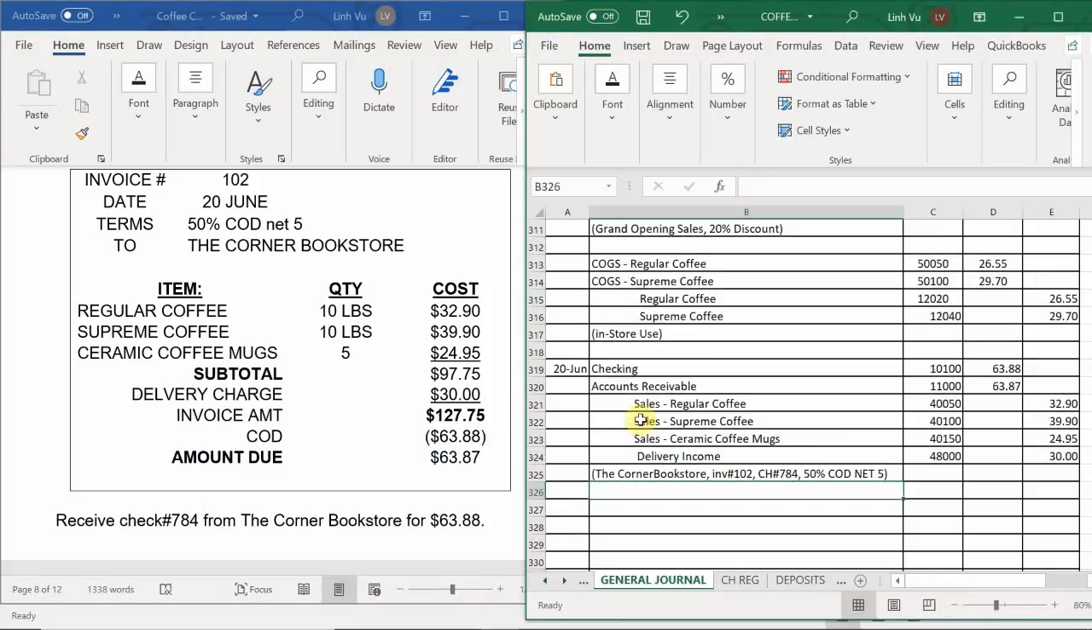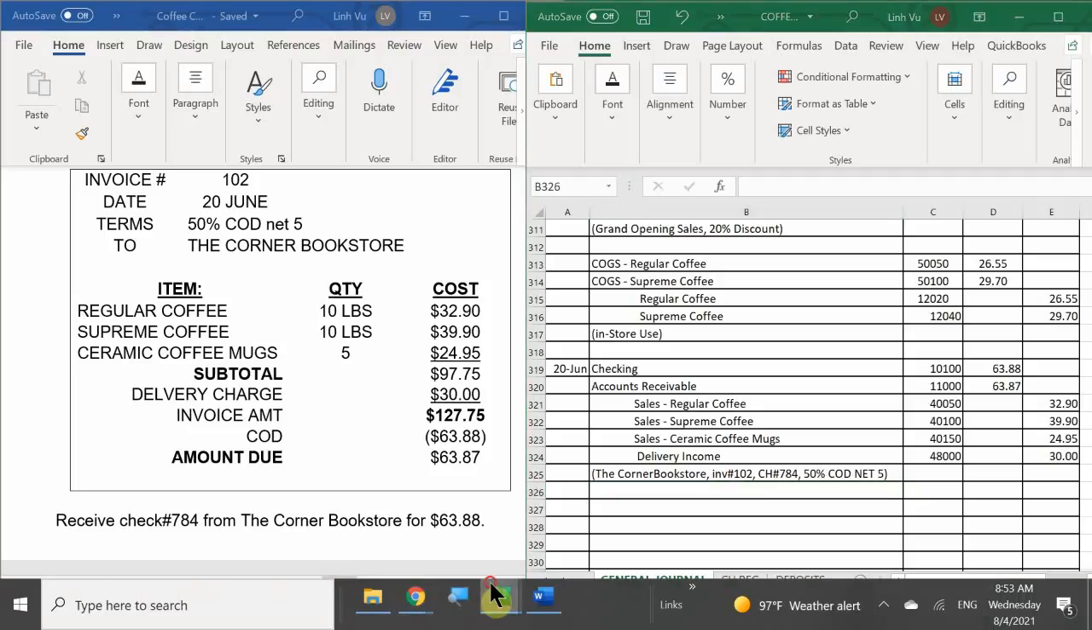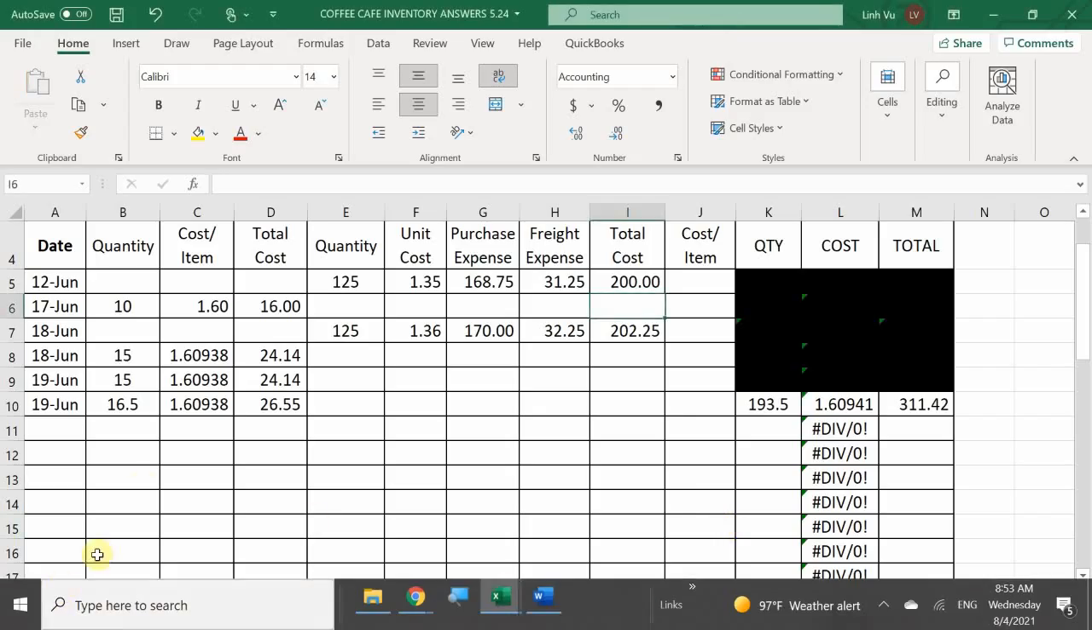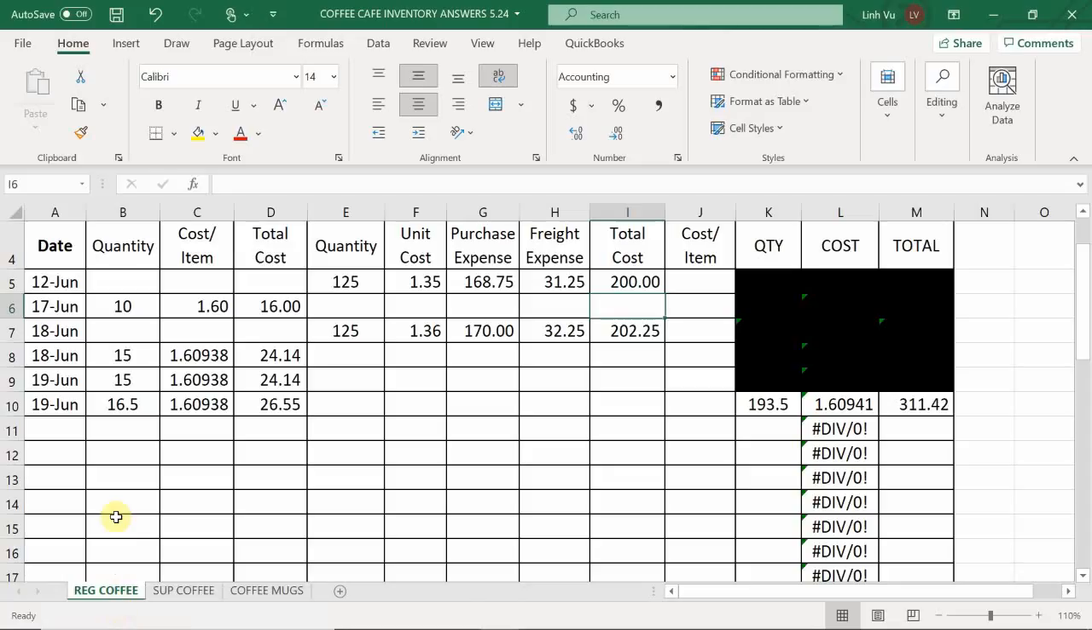Under your ledger, how do we update our inventory? Go to your inventory worksheet. Correct. For the coffee, do I add both of the coffees, the regular and the supreme, together, or are they logged in separately? Look at the tabs down below. Oh, regular coffee. Okay, separately. My bad.